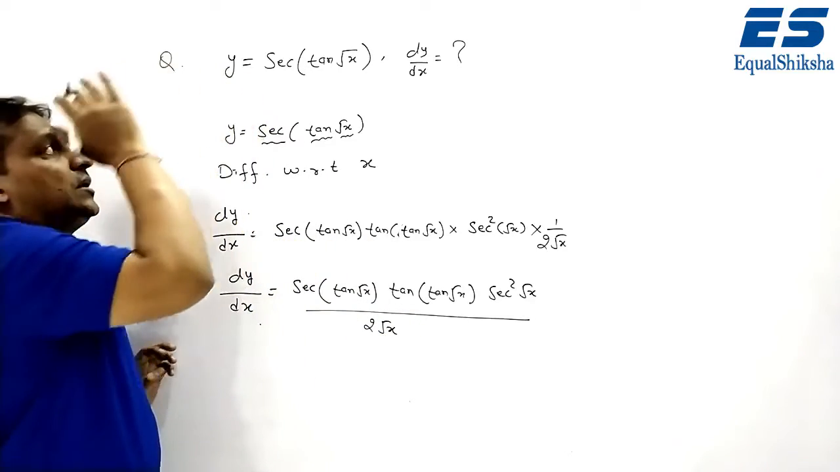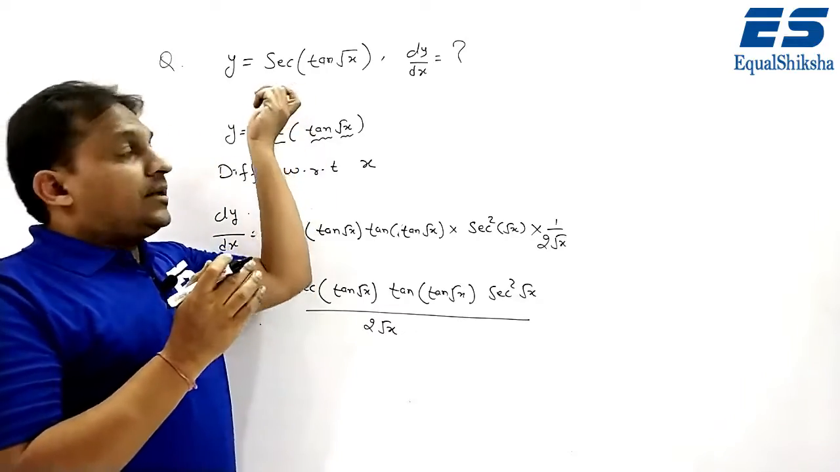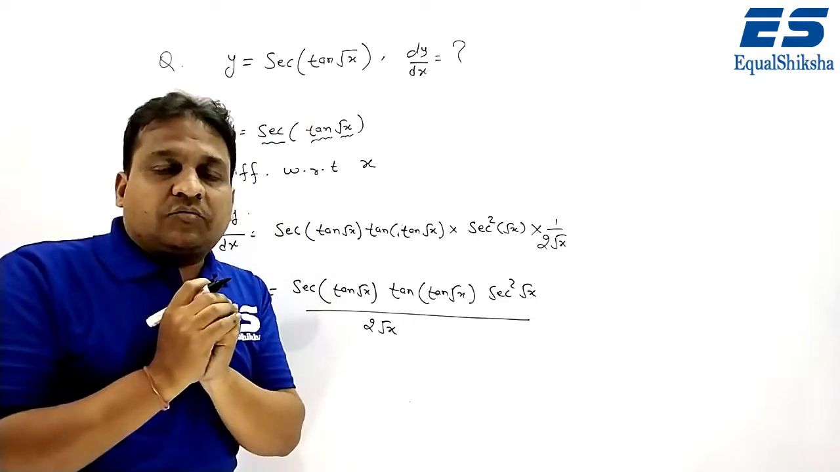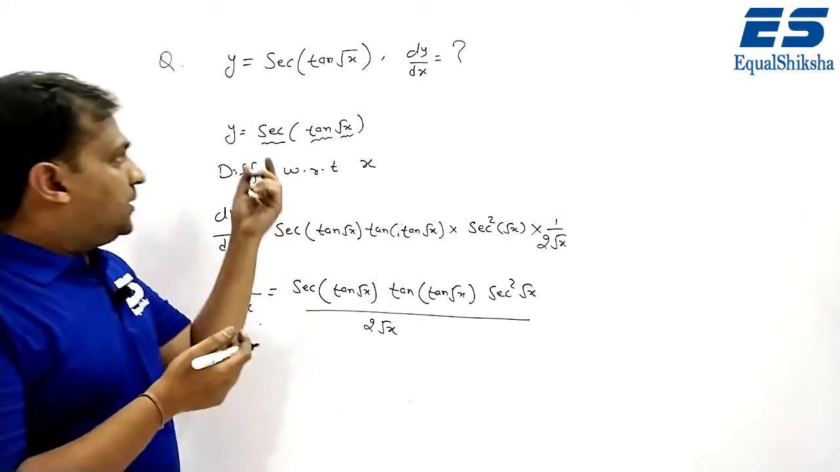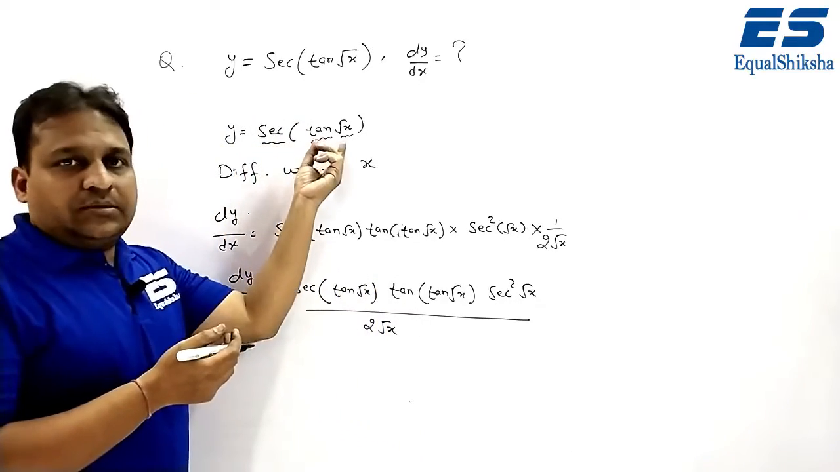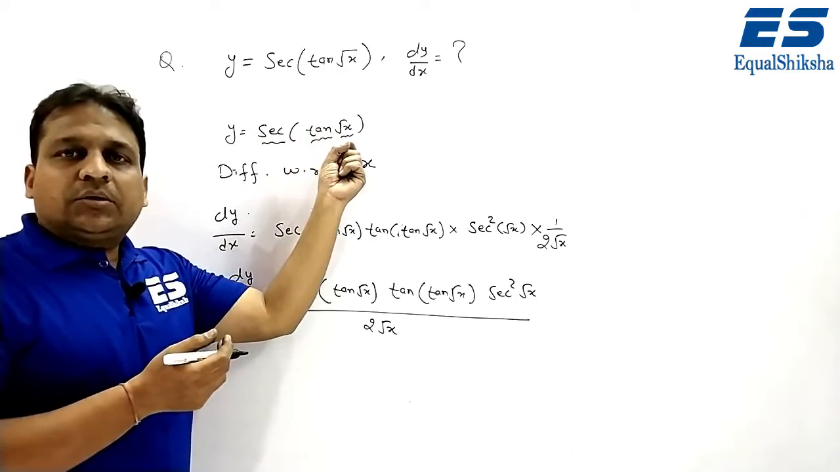So students, here the question is sec tan root x. First you see that there is a function of function. So in function of function, first we have to count the number of functions. Here there are 3 functions. The first function is sec, the second function is tan and the third function is root x.